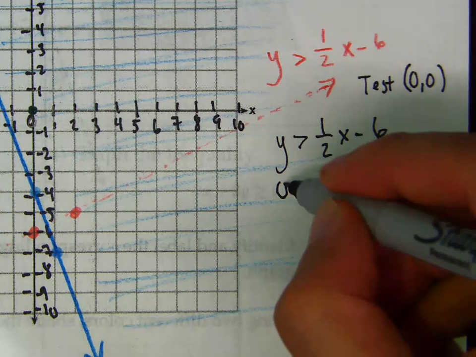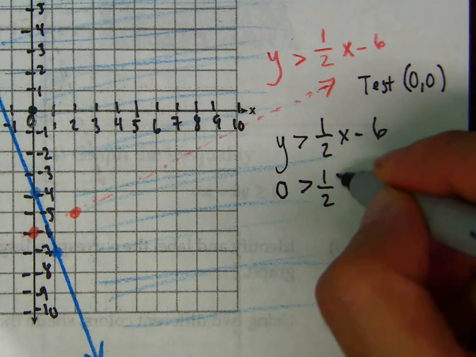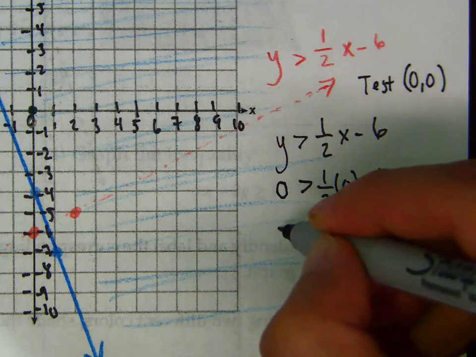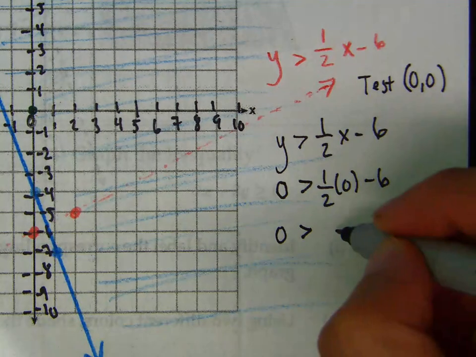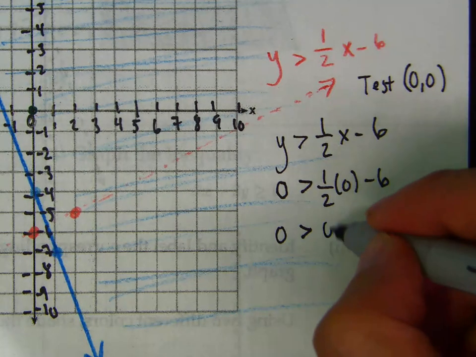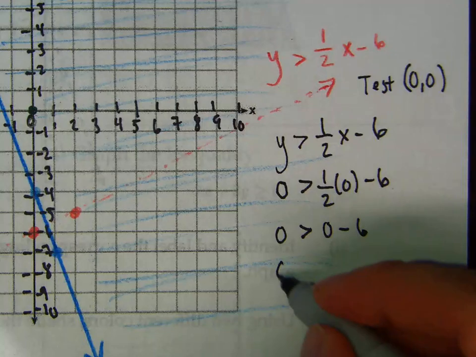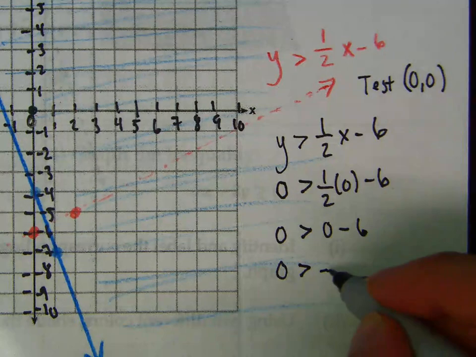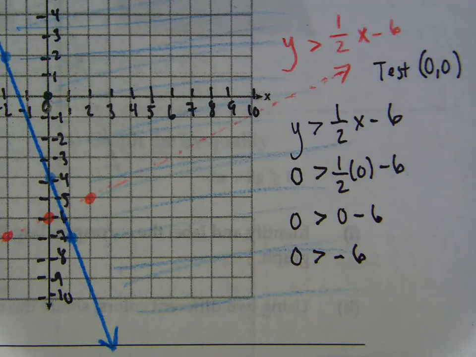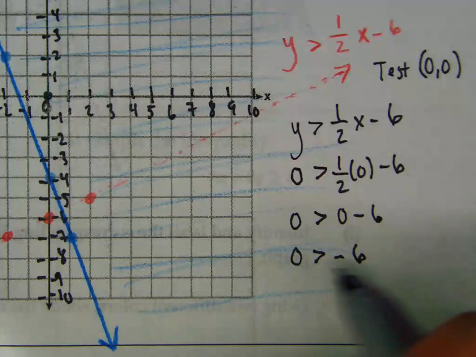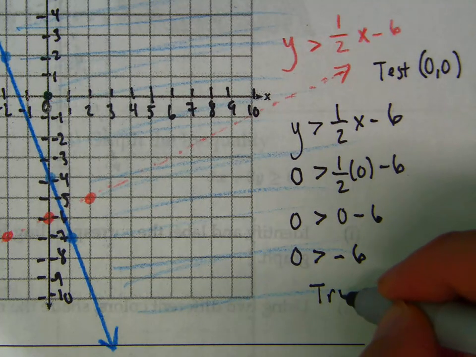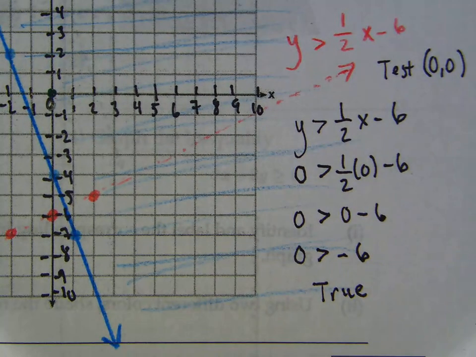So if this is 0 greater than 1/2 times 0 minus 6, 0 greater than 1/2 times 0, which is 0, minus 6. 0 greater than, what's 0 minus 6? That's negative 6. So what does that mean? Is 0 greater than negative 6? That is true.